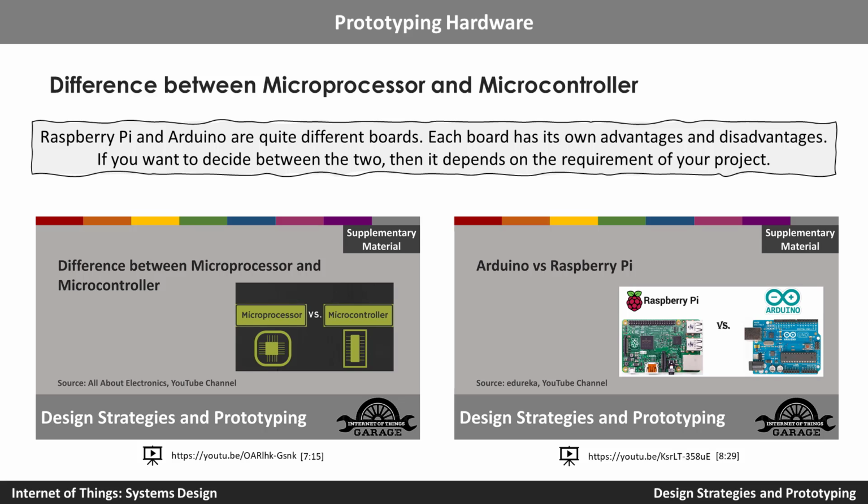The real-world implementations of microprocessors and microcontrollers that you come across in IoT are Raspberry Pi and Arduinos. They are quite different boards. We already discussed some of the common characteristics in earlier slides. In these slides, I have 2 videos: one explains the difference between microprocessor and microcontroller from a more theoretical point of view, and the other talks about the actual Arduino and Raspberry Pi, which are the concrete implementations widely used in the IoT domain. Please go and watch both videos.